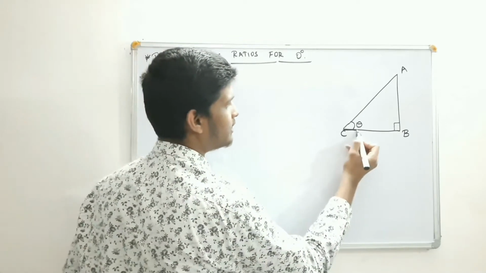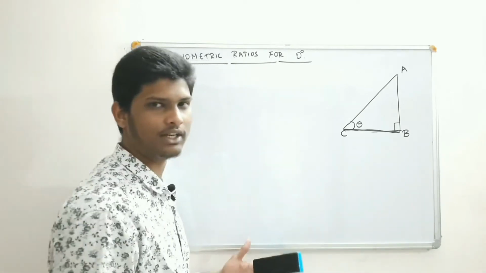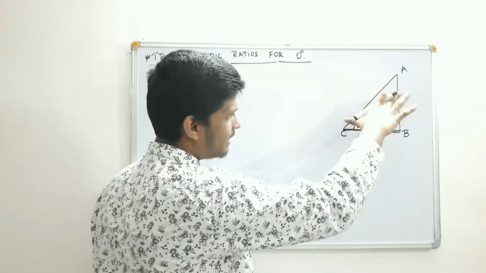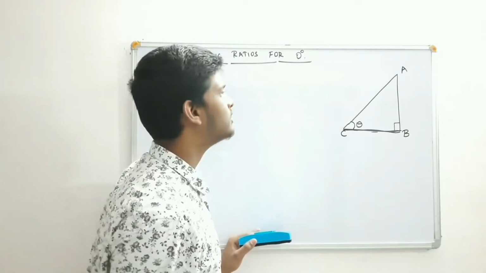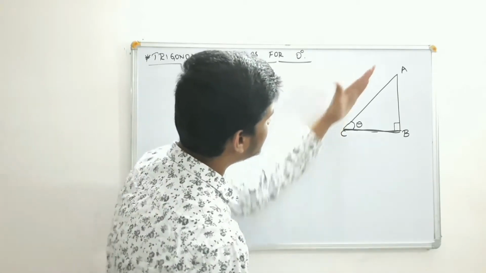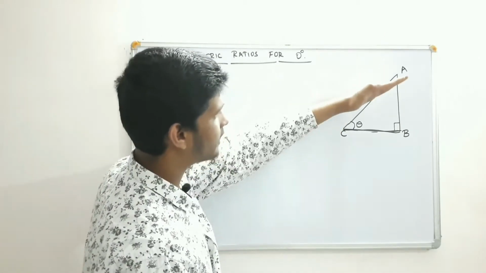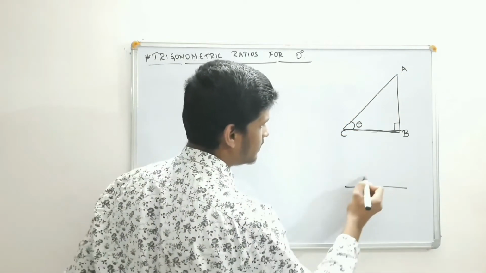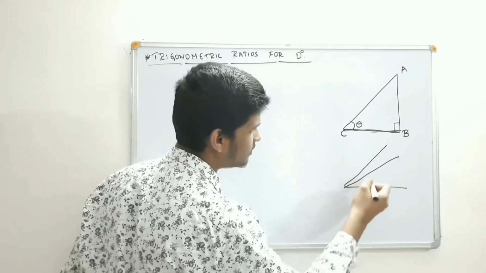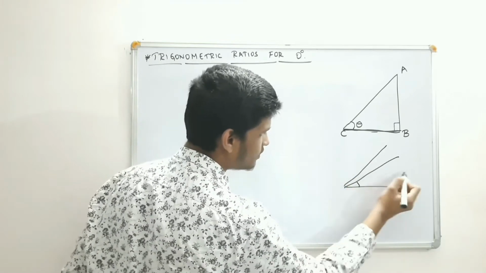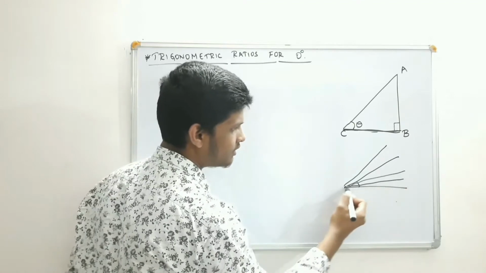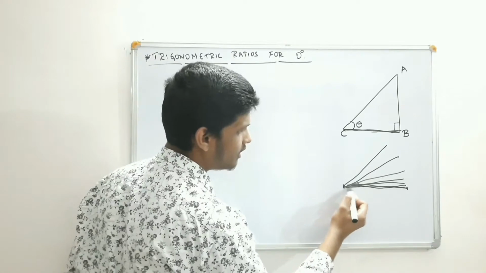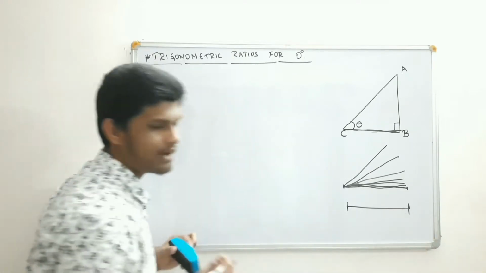0 degree means this line, right? This line BC is at 0 degree. So we have to decrease this angle and make it 0. Decreasing means, if this is the hypotenuse, we are bending it like this. We reduce it, and again reduce it, until it becomes 0 degree. So it becomes a flat line.